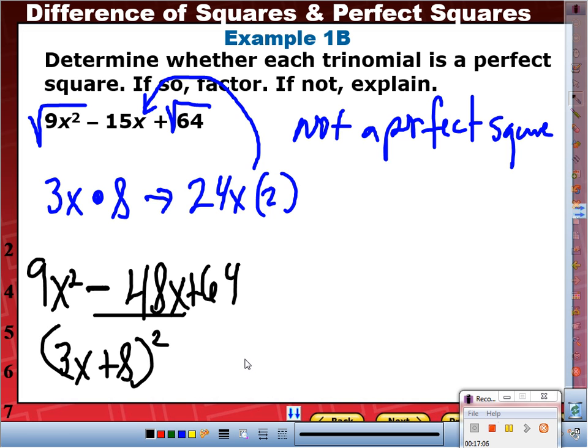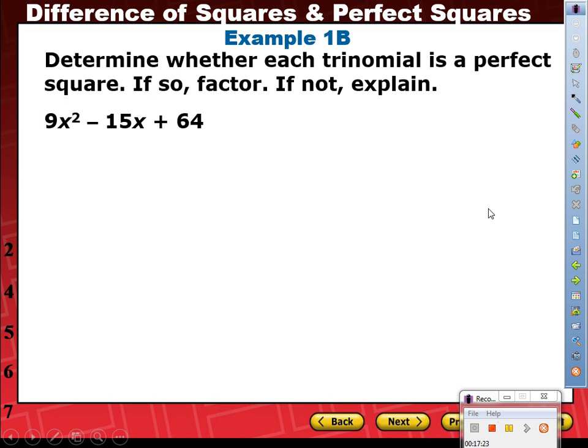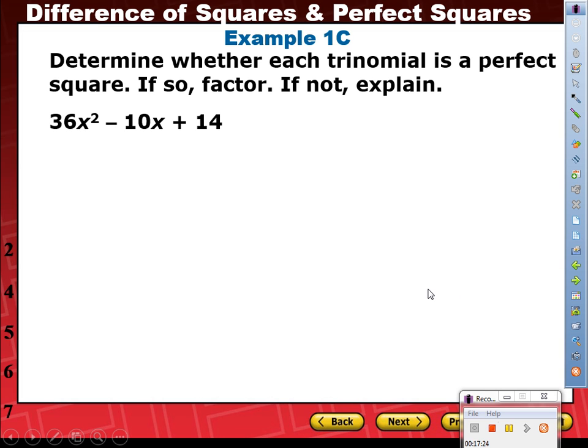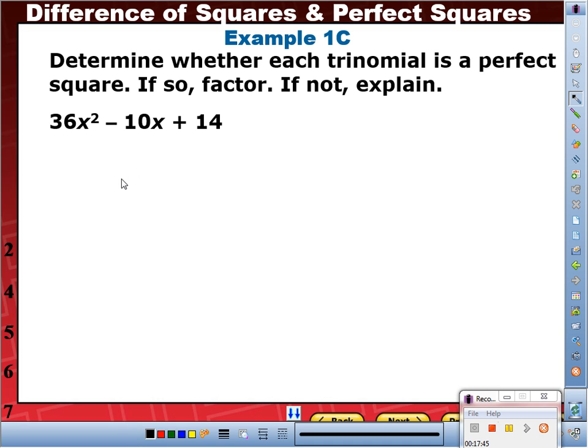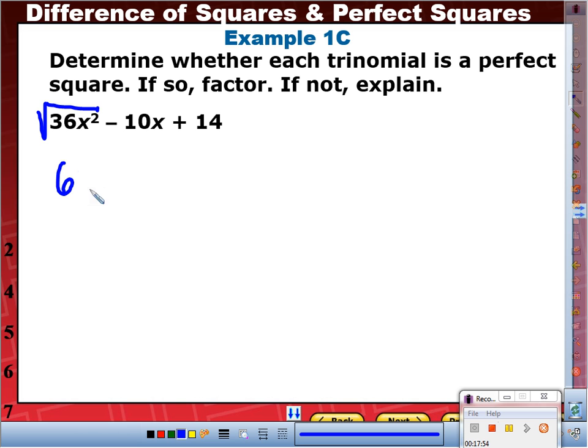Okay. Let's go to the next one. I got it from here. Okay, copy this next one, please. Example 1c. This is algebra. See if you can do this one by yourself. 1c, get it? Let's see. 36x squared minus 10x plus 14. Go. All right. Let's see. Help me with this one, please. Evelyn. Square root of the first. 6x. Square root of the last.